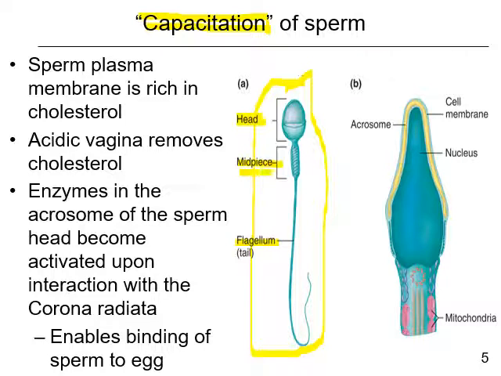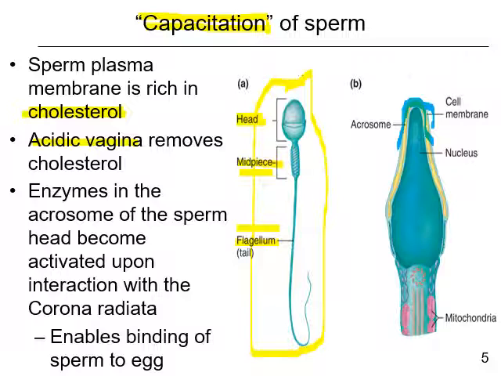So the midpiece is where there are ATP-driven motors that spin the tail and drive, like a propeller, drive the sperm to move. The plasma membrane of the sperm head is rich in cholesterol. So it's pretty sturdy. The acidic environment of the vagina tends to remove the cholesterol of the head of the sperm.